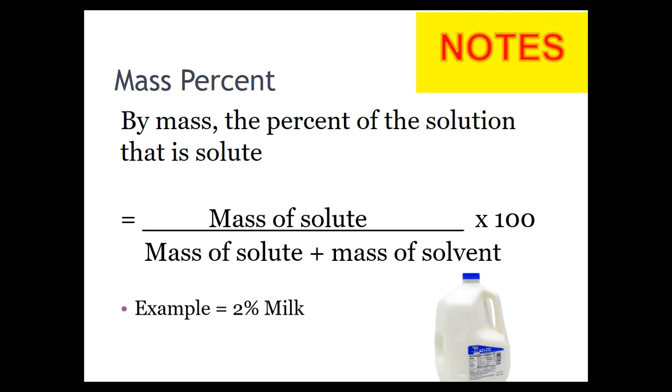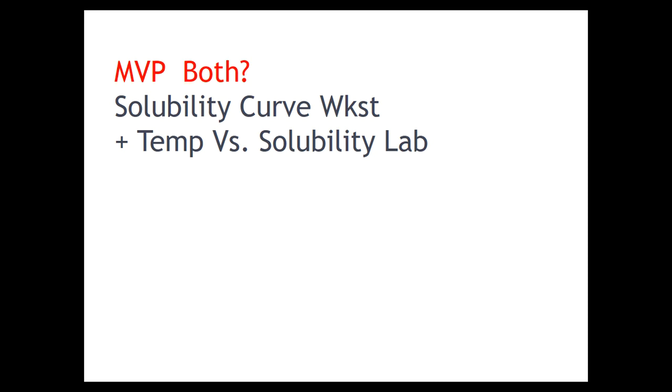A good example would be 2% milk. 2% milk is 2% fat compared to the entire mass of the solution, which is why I don't drink 2% milk anymore, because that's a lot of fat. Now, other things that we have to target, of course, we look at the solubility curves on your homework. You can ask questions about that during our class meeting this week.